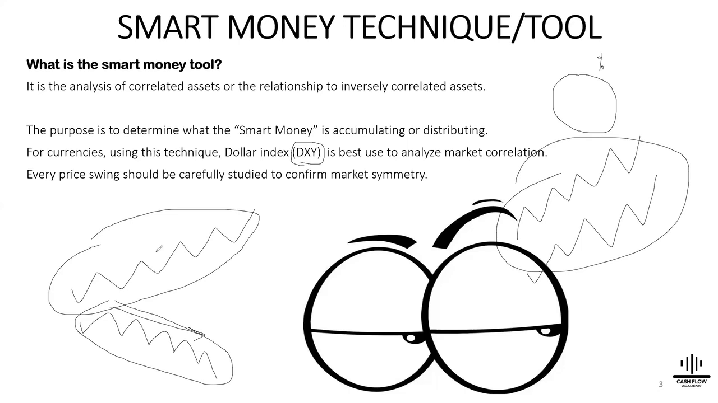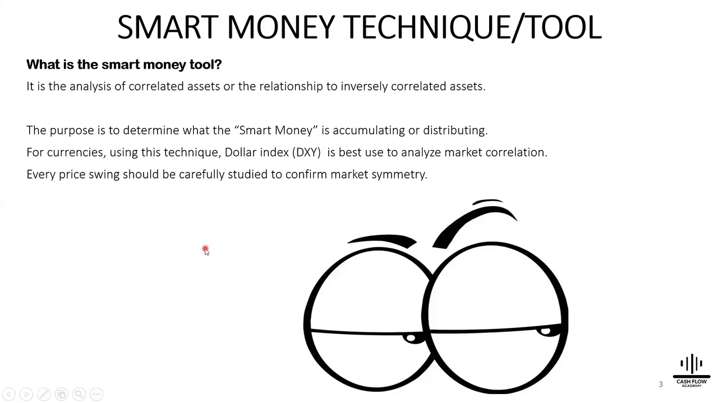So I hope you understand. If the CAD makes a higher high, I want to see the gold make a higher high. But for the DXY and the pound, if the DXY, the dollar index, makes a higher high, I want to see the pound make a lower low to take out the low, while the dollar index takes out the high. So market symmetry is confirmed when these two correlated or inversely correlated assets are moving in tandem. So that should be clear enough for us.